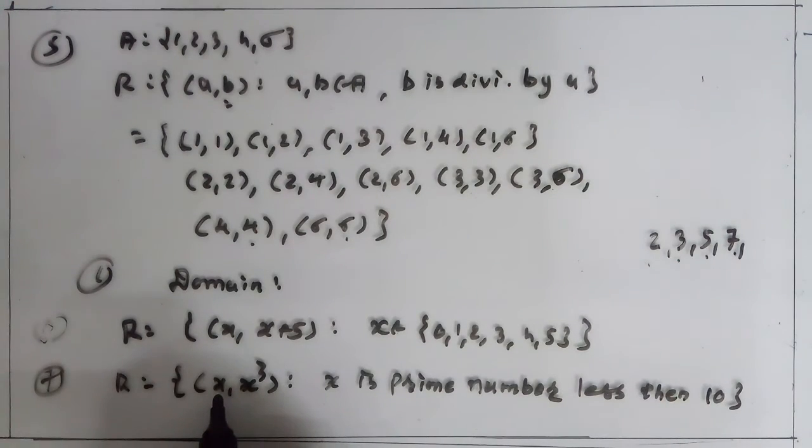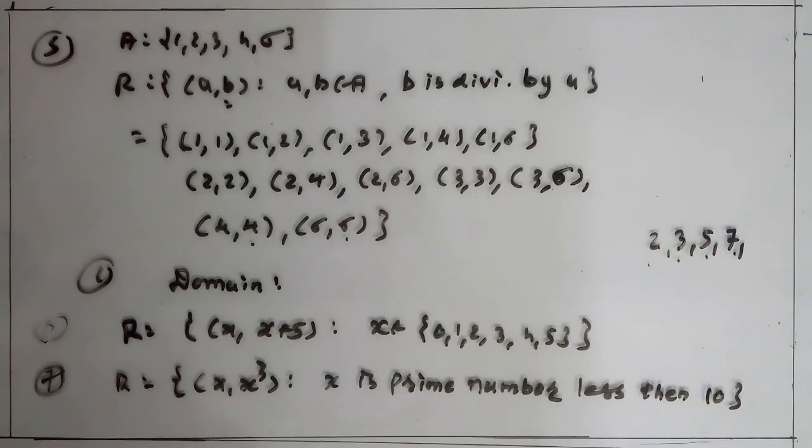Now replace x by 2. So here (2, 2 raised to 3) which is (2, 8). Similarly for 3, 27, for 5, 125, and for 7, 343. And write down domain, range, codomain, that is required terms. Here only given that write in roster form.